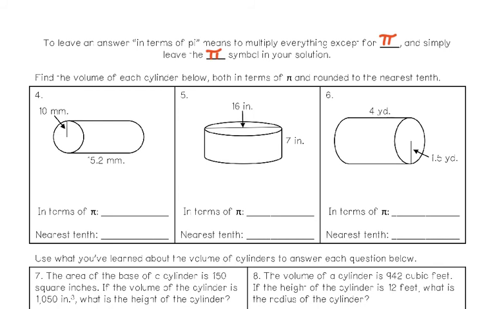We want to do that sometimes just because pi is not exactly 3.14. Pi is an infinite number that goes on and on and never repeats. It's the most famous irrational number. So it's sometimes helpful to just leave that pi symbol in the answer to be as exact as possible.